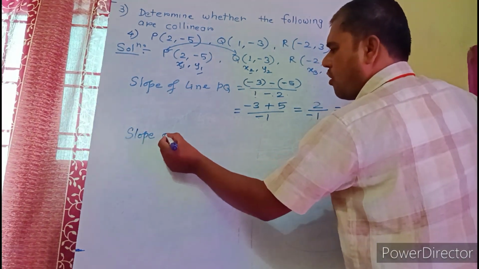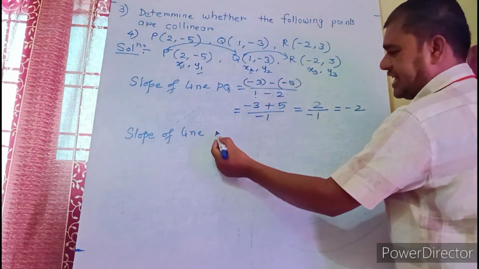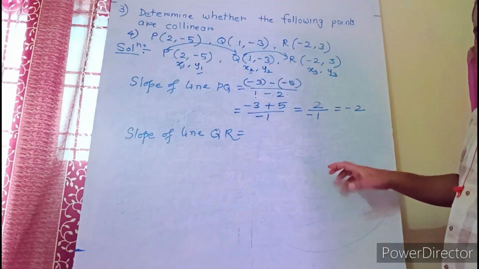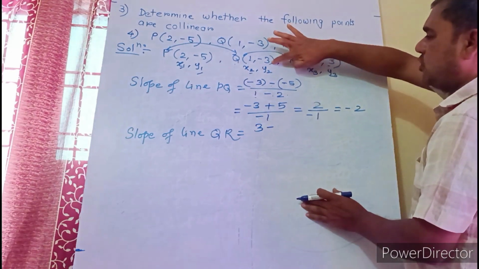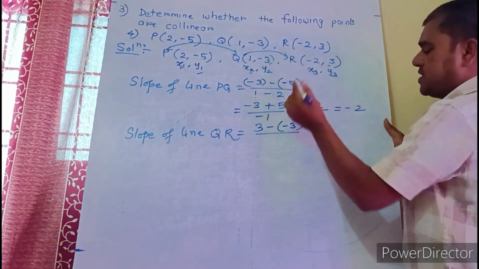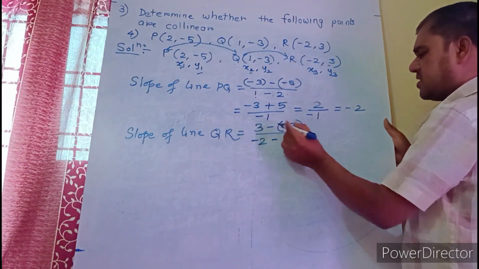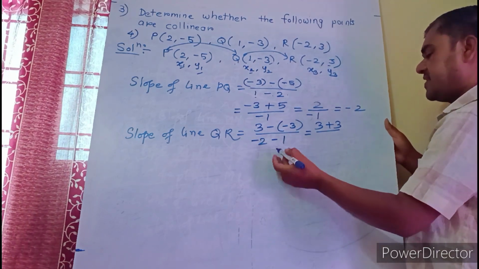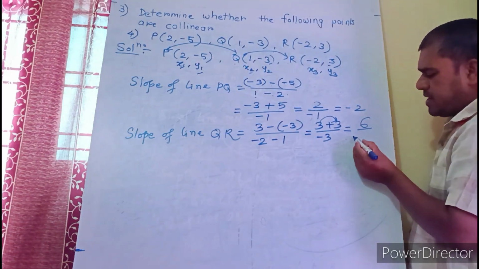The slope of line QR. We have to find out the slope of line QR. The formula for slope of line QR can be y3 minus y2 divided by x3 minus x2. The value of y3, that is 3, minus the value of y2, that is minus of 3, divided by x3 minus x2, means this minus 2 minus this 1, equals 3 minus minus, plus of 3, divided by minus 2 minus 1, that is minus of 3, that will be equal to 3 plus 3, that is 6 divided by minus 3.